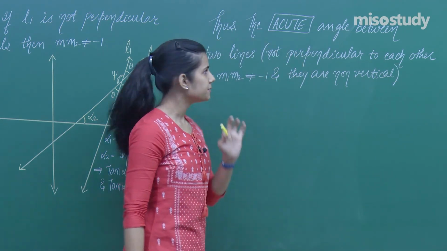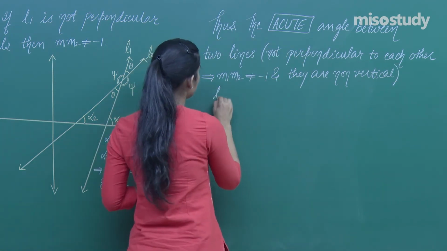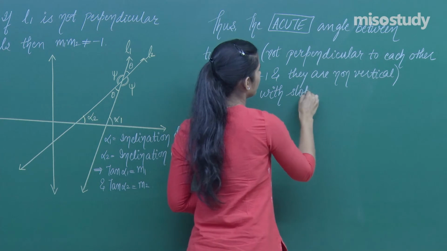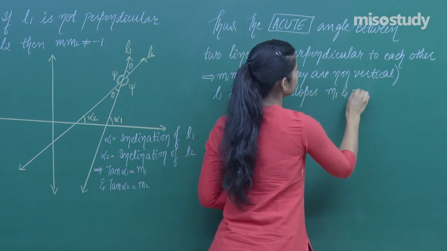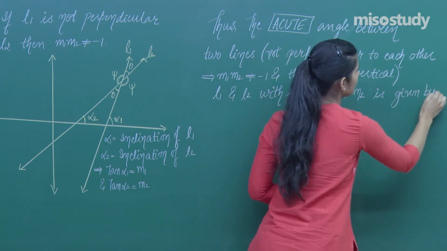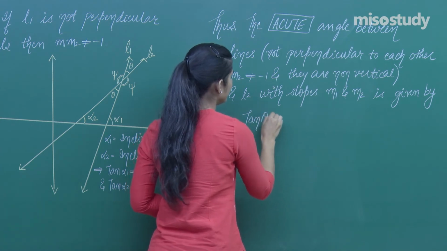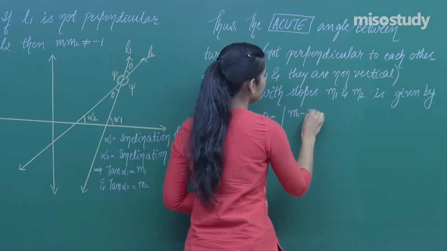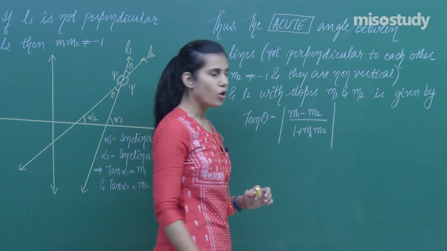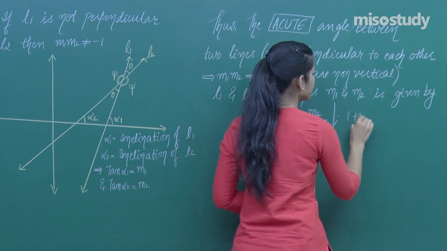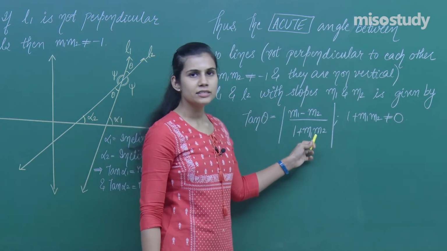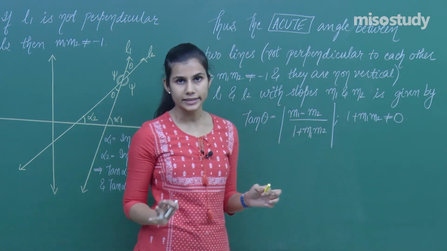So that the slopes are defined. The acute angle between two lines L1 and L2 with slopes M1 and M2 is given by tan theta equals mod of M1 minus M2 upon 1 plus M1 M2. Why mod? First of all, please write 1 plus M1 M2 is not equal to 0, so that it is ensured that the denominator is not equal to 0, and therefore this is a real quantity.